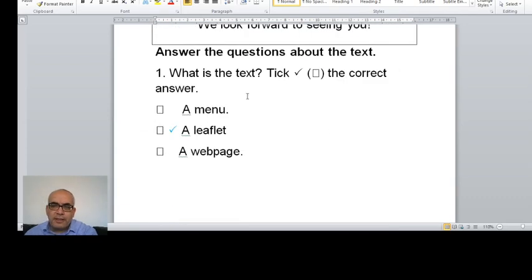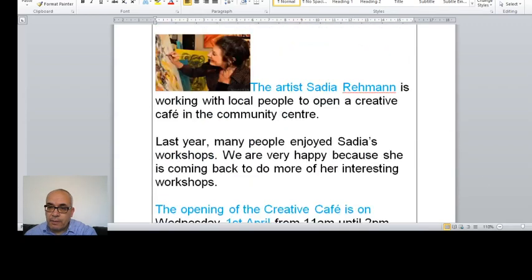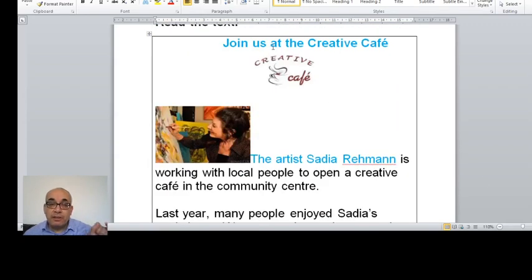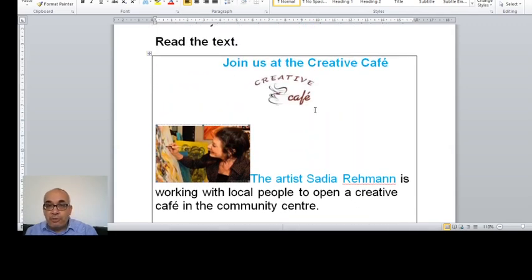Now if you go to the question, what is the text? Take the correct answer. A menu, a leaflet, a web page. It is a leaflet. Why is it a leaflet? Number one, you have a title. Number two, you can see pictures. This picture, you can see the title, and this is a leaflet. It gives you information, and this information is about what? Inviting you to come to the Creative Cafe.